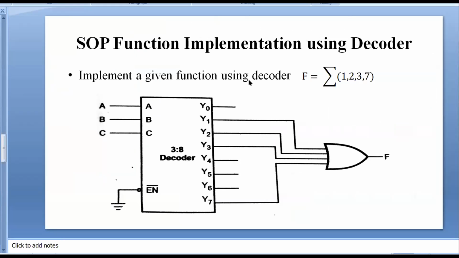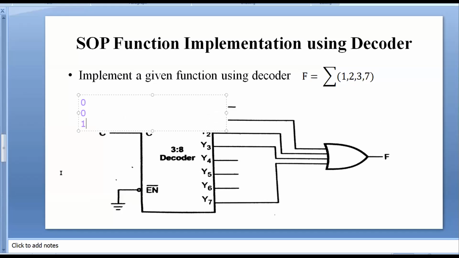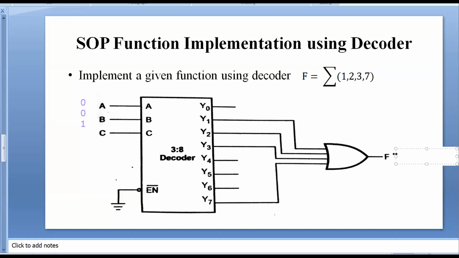We have drawn the 3 to 8 decoder, and I have taken the 8 output lines Y0 to Y7. Whatever minterms they have given, 1, 2, 3, 7, these minterms are connected to the OR gate, and this output is the function f. If you take different combinations, suppose I choose ABC values with A equal to 0, B equal to 0, and C equal to 1, the Y1 line will be activated, and this is connected to the OR gate. The function f will be equal to 1.